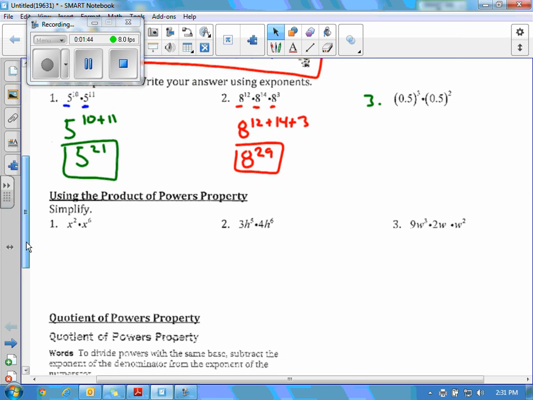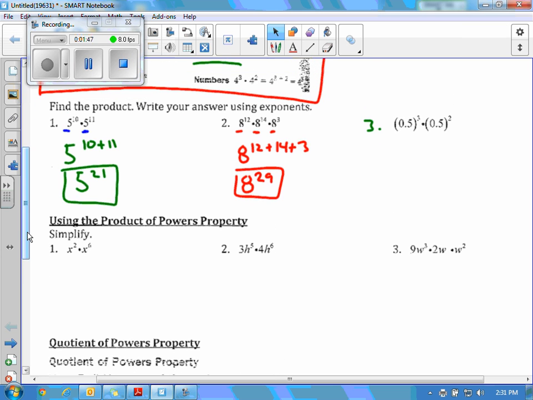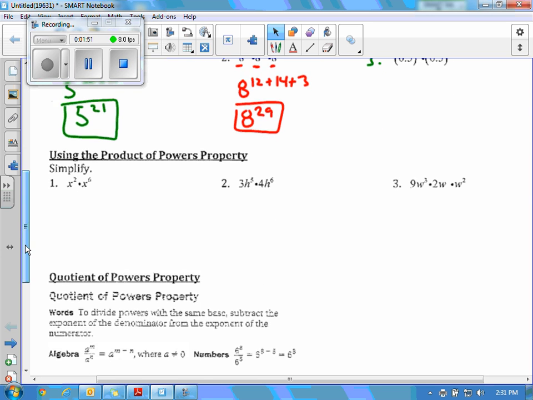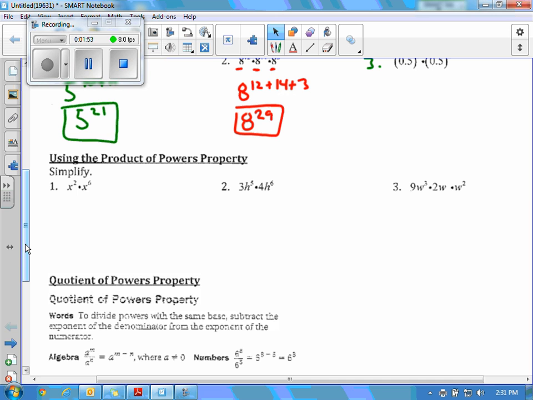Coming down to the next section, 1, 2, and 3 here were the product of powers property. Here we're also doing the product of powers property, but now we have variables involved. For number 1, we have x squared times x to the 6th. They have the same base, the x, so I can go ahead and add the exponents. 2 plus 6 will give me x to the 8th power.